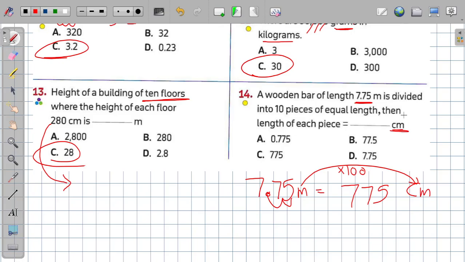But I wanted to divide the bar into 10 pieces of equal length. So we will divide this length by 10. So I will move the decimal point one place to the left. So I have 77.5. Okay.